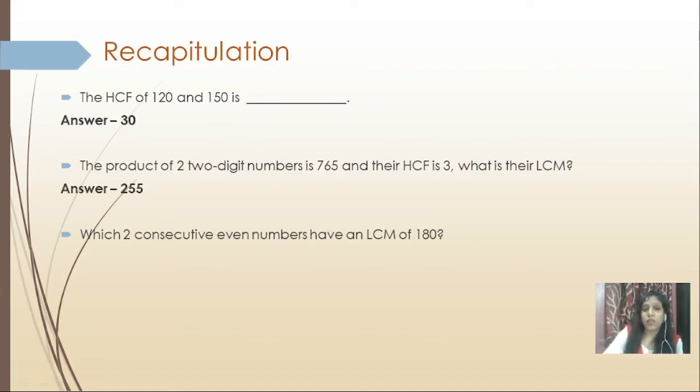Which two consecutive even numbers have an LCM of 180? It's very simple. It's 18 and 20. Because 18 into 10 is 180 and 20 into 9 is 180. So that is the reason it is 18 and 20.